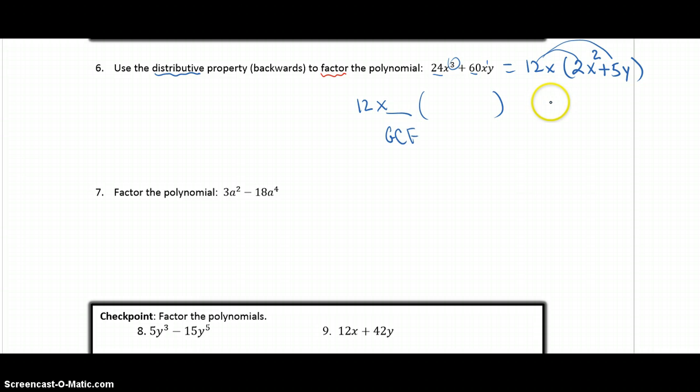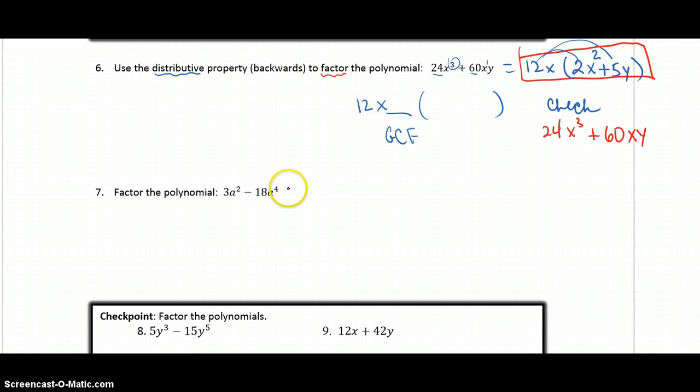If you want to check your answer, what you can do is just go through and distribute like normal. So we would get 24, x times x squared would be now x to the third. You'd have 3 x's. 12 times 5 is 60. And x times y, we would just multiply those together. And so your final answer is what you see up here. The GCF in front of the parentheses, and they're being multiplied by 2x squared plus 5y.